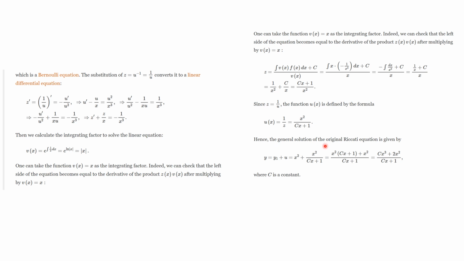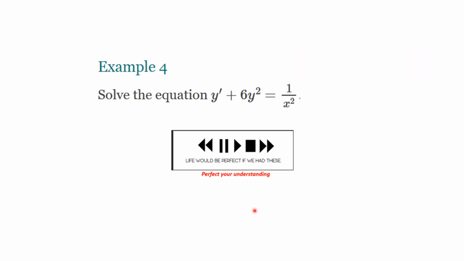So the general solution of the original Riccati equation is given by the solution that we guessed, plus the one that we found here, and simplify, and we get that y is equal to this. This is the general solution, where c is a constant. Here's one more example, again a little bit more complex function for c of x. You know what to do. Let's see how you do.